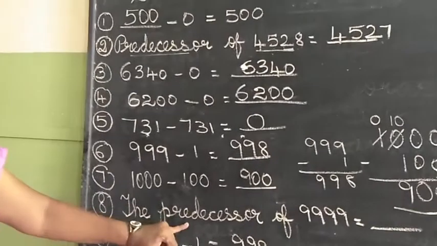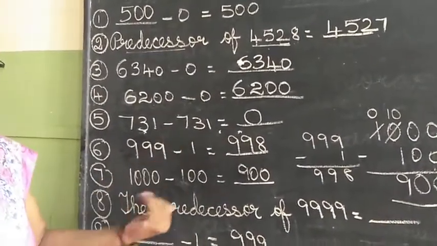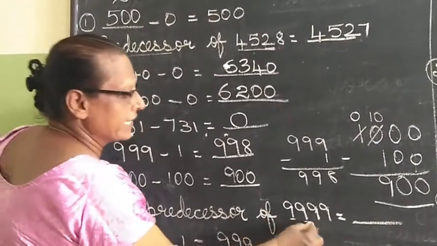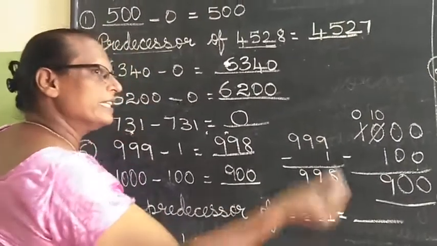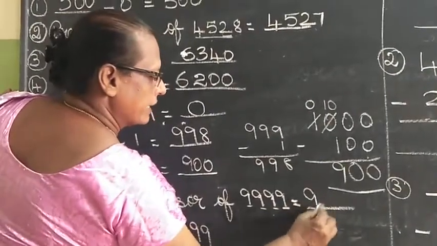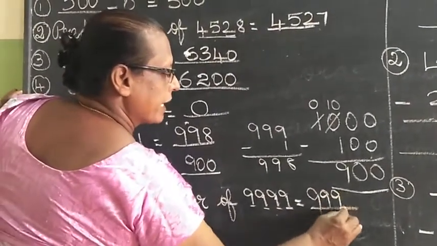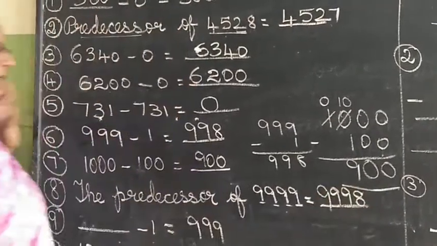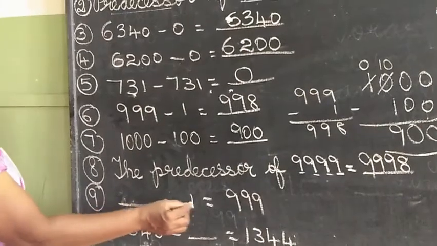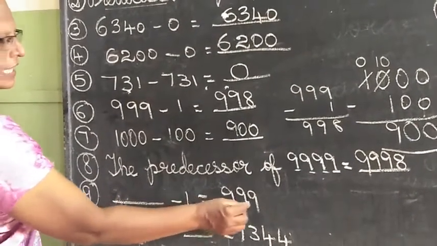The predecessor of 9,999. The predecessor means what I said? Before number. So before number means what will come, children? 9,999, 99 before what will come, children? 98, isn't it? So 9,998.